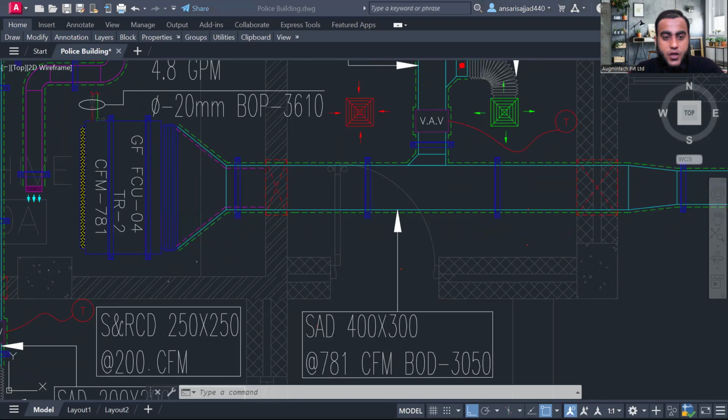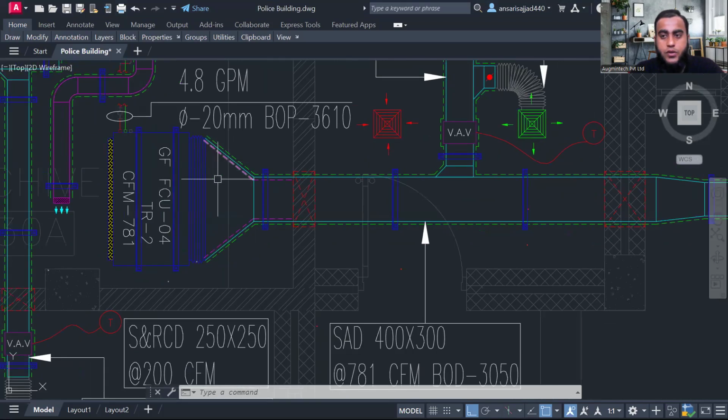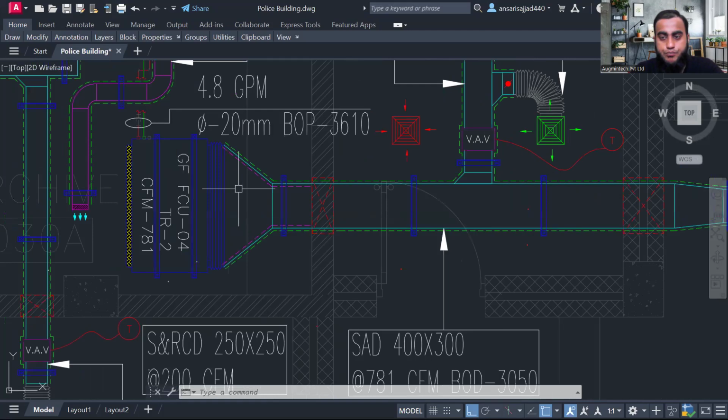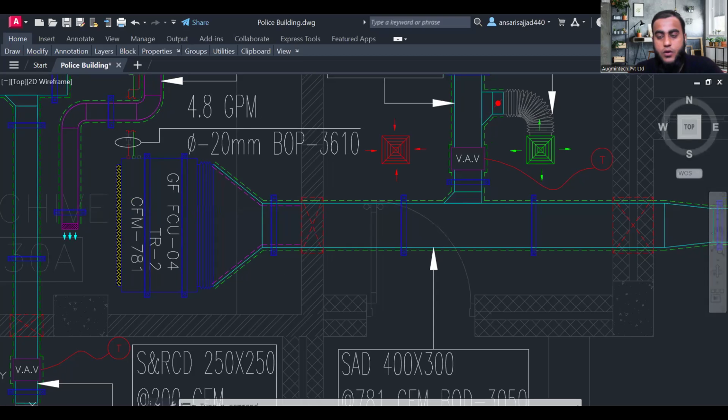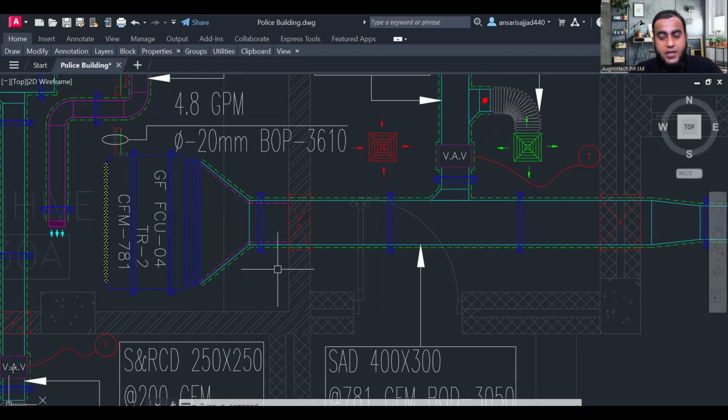Is it clear? Now to find the friction loss value in the reducer, which is one type of fitting, a transition, what formula do we have to use? I have explained: C into PV, where C is the loss coefficient value and PV is the velocity pressure, correct? The C value, the loss coefficient, you will get from the software. Here I have the ASHRAE duct fitting database software. I will explain it to you.